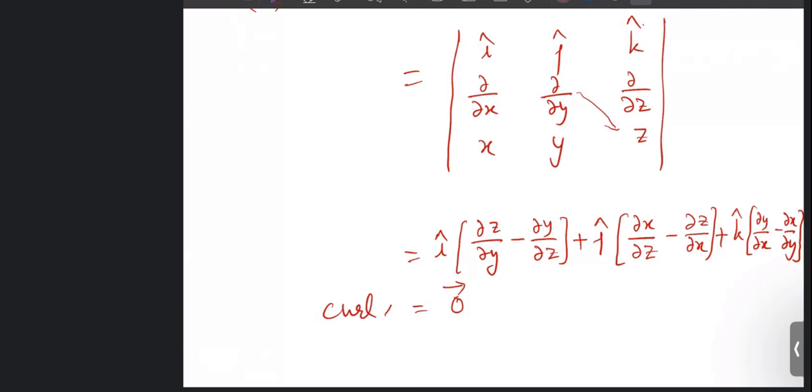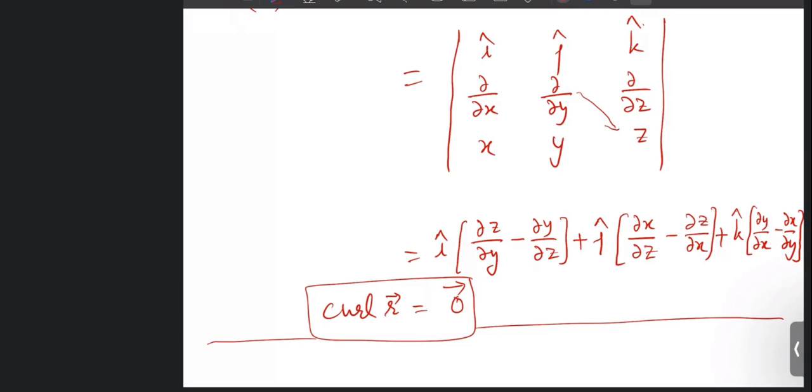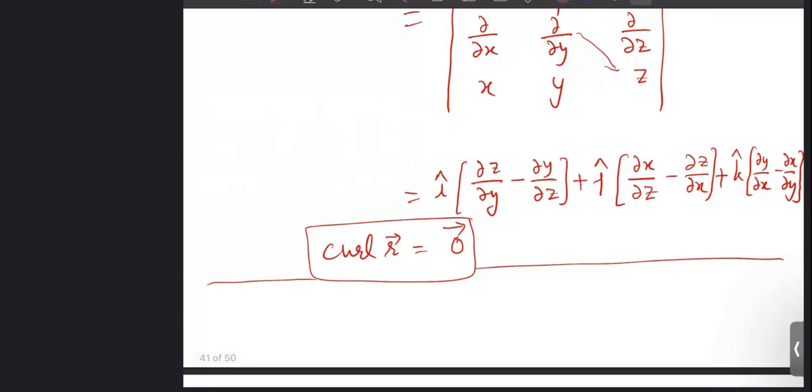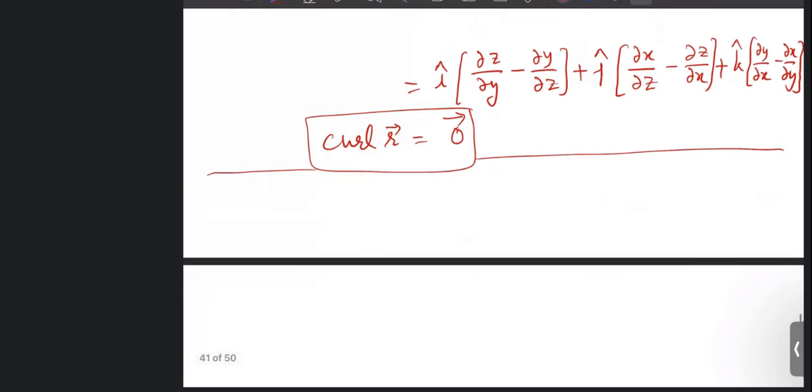That means the curl of vector R is equal to 0, which can be used anywhere in successive questions or examples. The curl of vector R is equal to 0 and the divergence of vector R is equal to 3. You can determine other questions like this on the basis of the curl and the divergence of a vector.